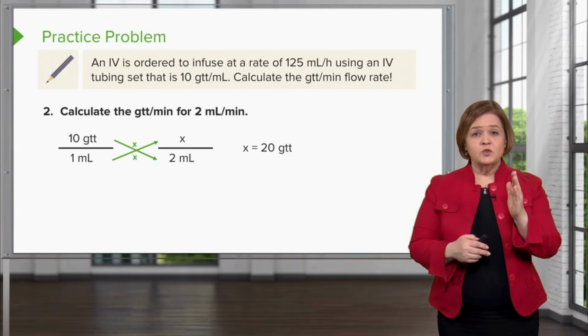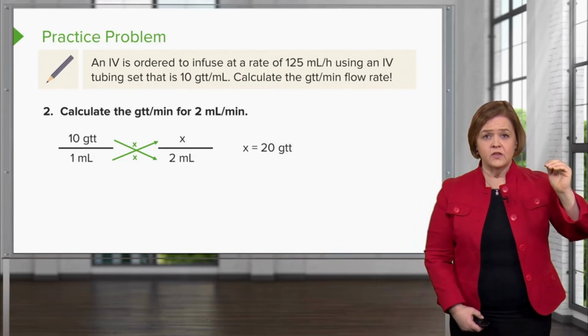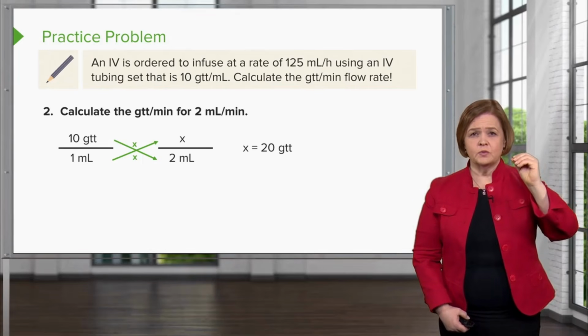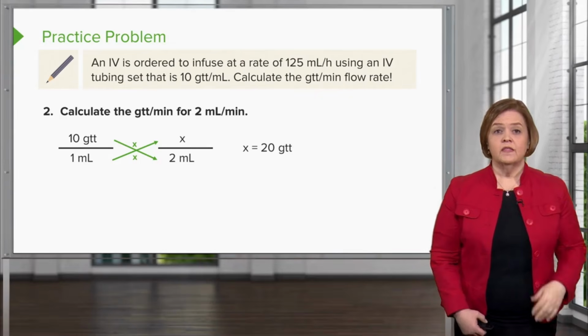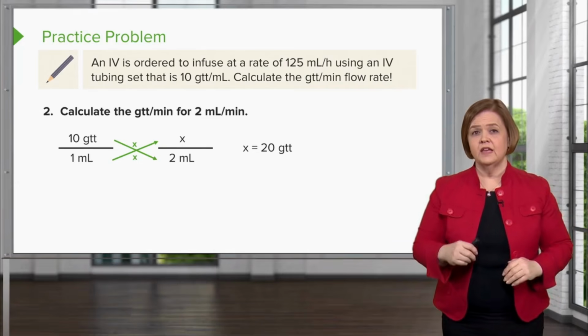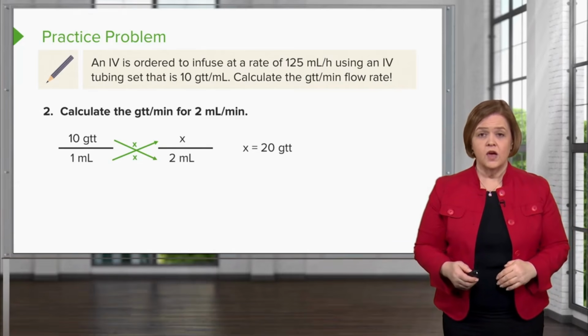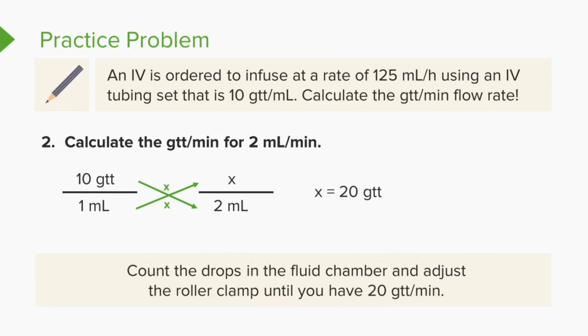Okay, so let's go back through that just to make sure. We've got to figure out the drops per minute. So we looked at the tubing, 10 drops in a mil, and then how many drops will it take to have 2 milliliters in a minute? That's why we cross multiply, 20 equals x, so I need 20 drops a minute in order to turn this into a rate. Okay, so the IV fluid will flow 20 drops every minute in order to infuse 125 milliliters in an hour.